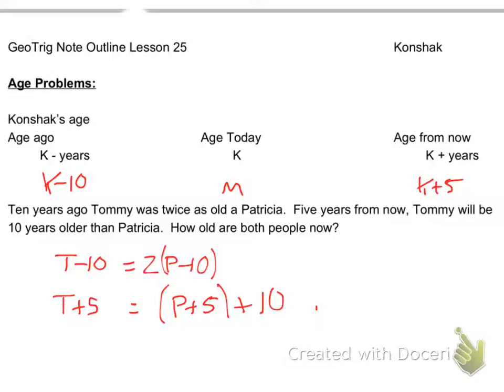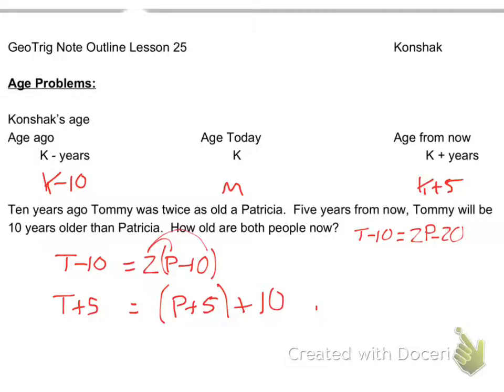Now we're left with a system that I can take the equations and put them in standard form, and then I can solve them using substitution or linear combination. Which means the 2 needs to be distributed. And so, I'm going to run out of room and I'll probably have to erase here, but t minus 10 is equal to 2p minus 20.